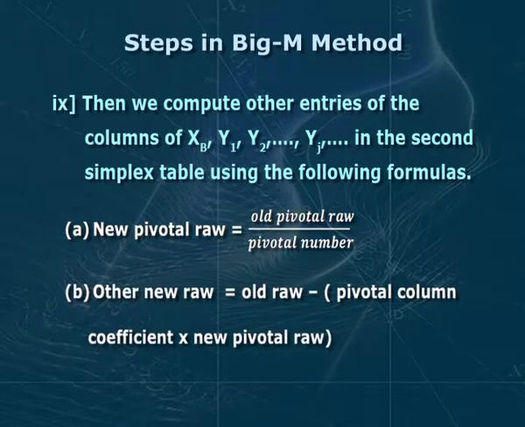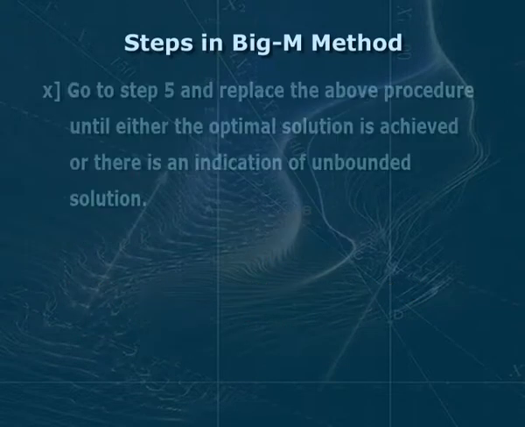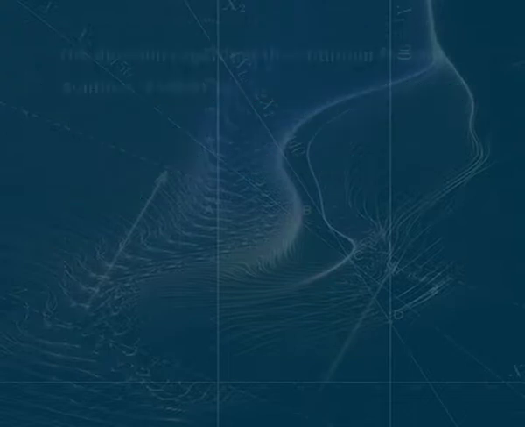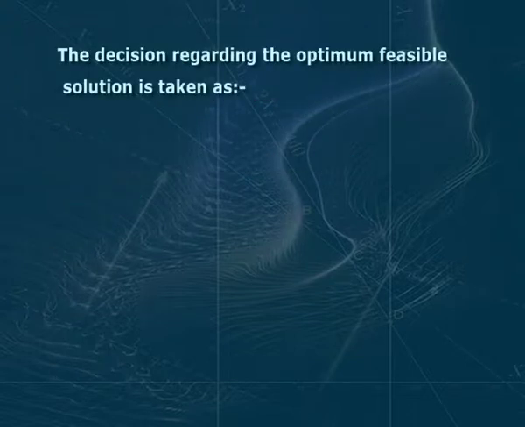B. Other new row equal to old row minus pivotal column coefficient multiplied by new pivotal row. Step 10. Go to step 5 and repeat the above procedure until either the optimal solution is achieved or there is an indication of unbounded solution. The decision regarding the optimum feasible solution is taken as follows.